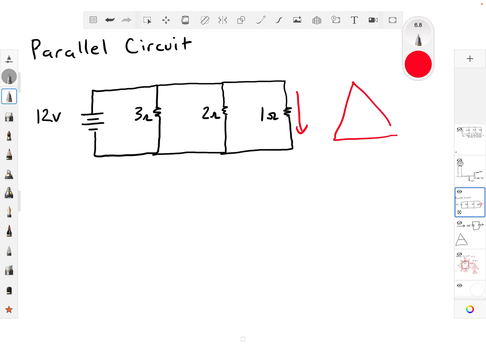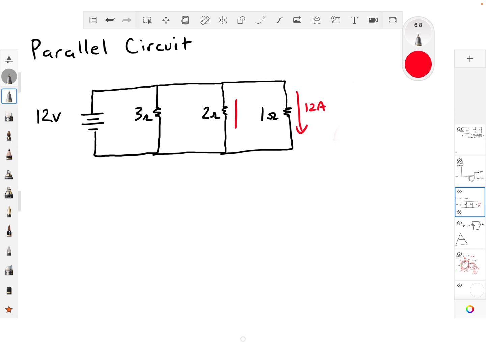So we'll just use our triangle again. We want the current, excuse me. We know the voltage is 12 volts. The resistance is 1 ohm. So we just use our triangle, cover up the I. 12 divided by 1 is 12 amps. So we already have way more current than we did with that series circuit, right? So perfect. All right, so now we know the current in this branch right here.